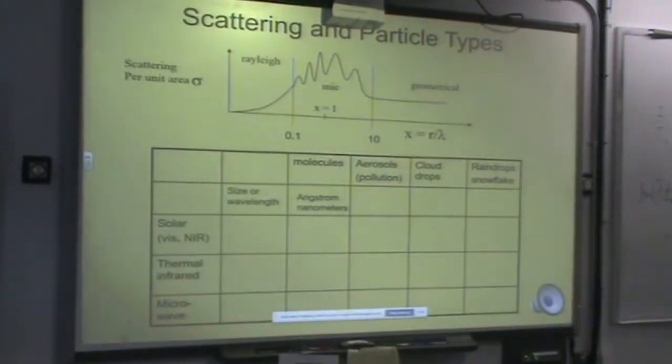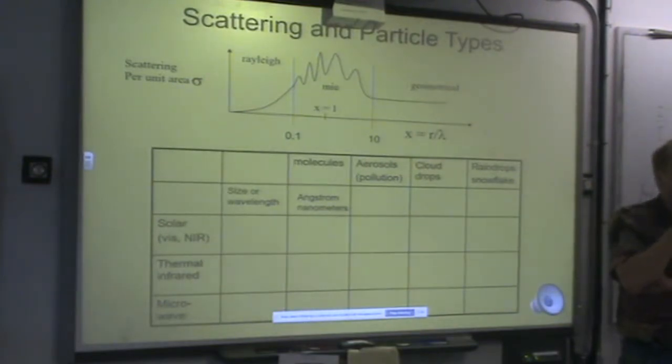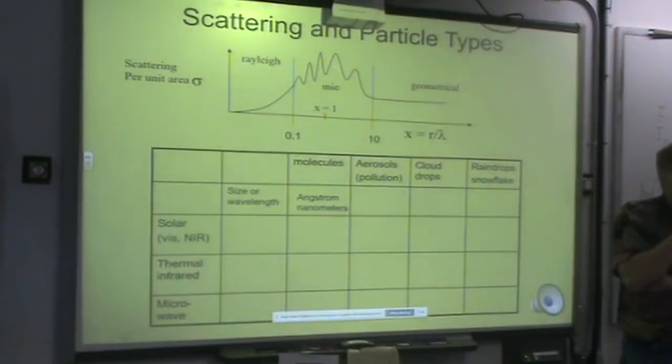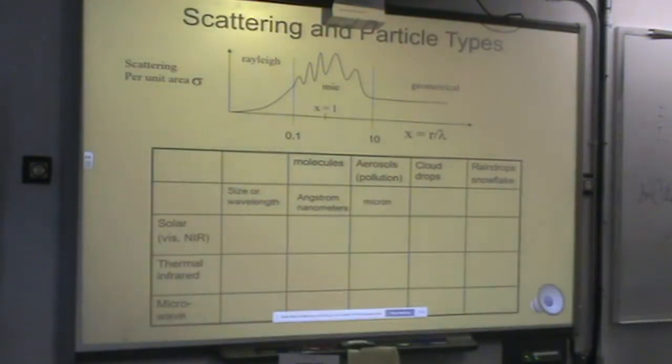Now aerosols, I could have you guess here. Maybe you remember from something I said before, but I don't expect you to know the size of an aerosol right now. Do any of you know the typical aerosol particle size? Micrometers. Not bad. Yeah, micron size. A micron is a micrometer, 10 to the minus 6 meters. So most pollution things are about a micron in size, usually a little bit smaller and so on.